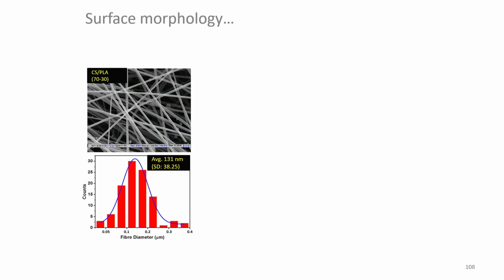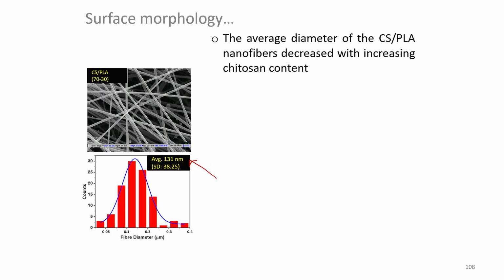Now, if we see this fiber, 131 nanometer, a smaller diameter. Here we can see the average diameter of chitosan PLA nanofiber decreases with increasing chitosan content, but maximum up to 70%. If we go beyond 70%, to 80%, we have observed that spinability was dropped.